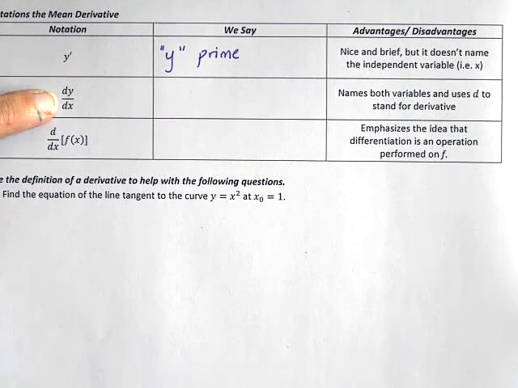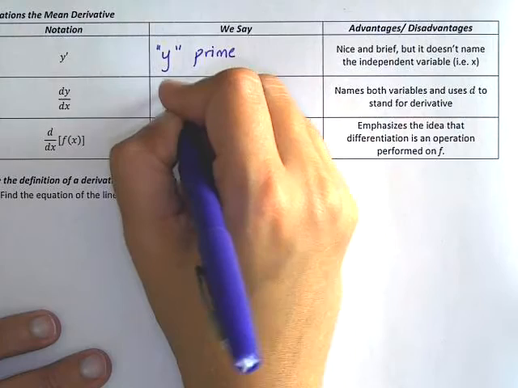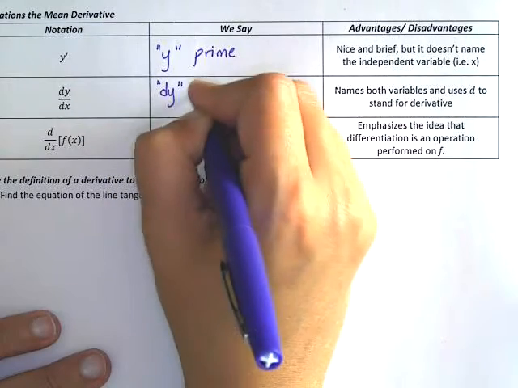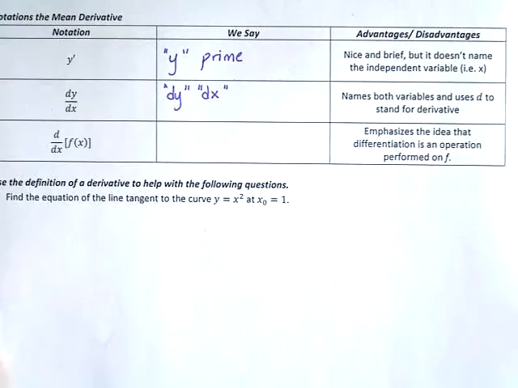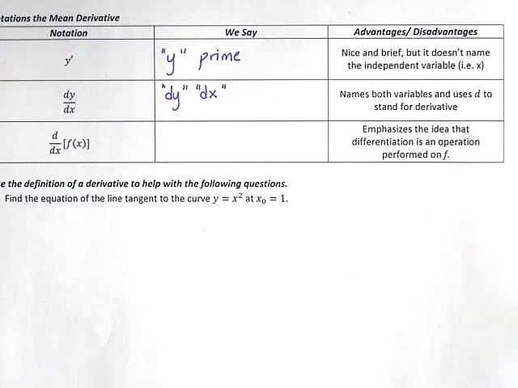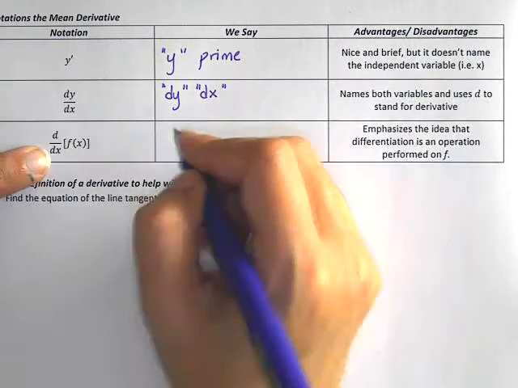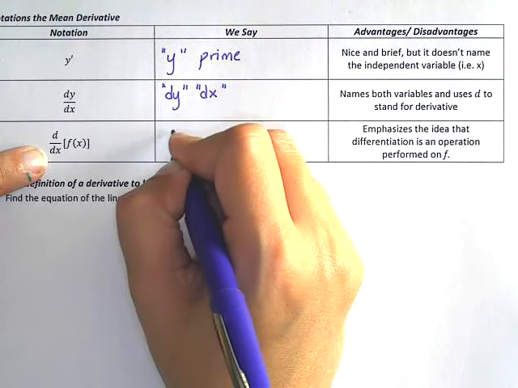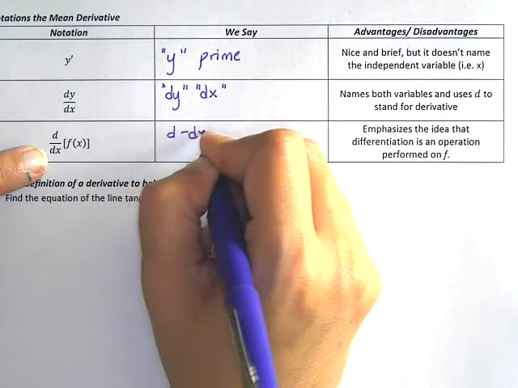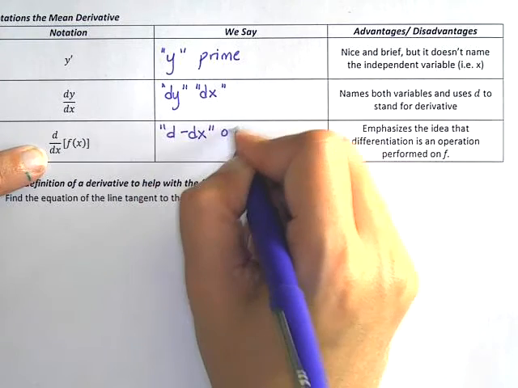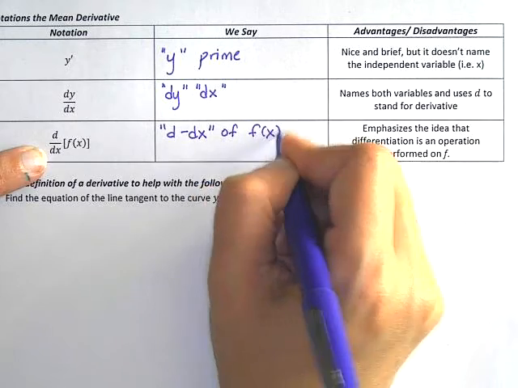dy dx, you would literally say dy dx. And again, this just means derivative. And if you see it like this, you would literally just say d dx of f of x.